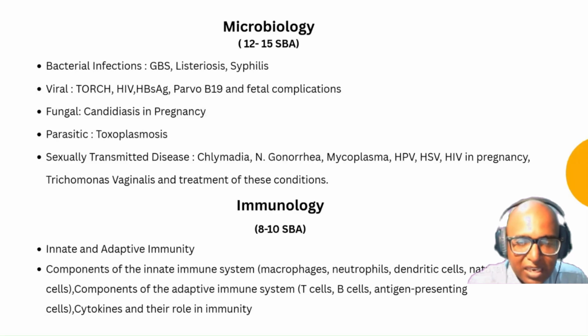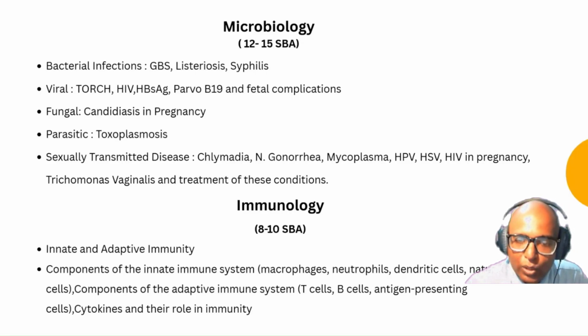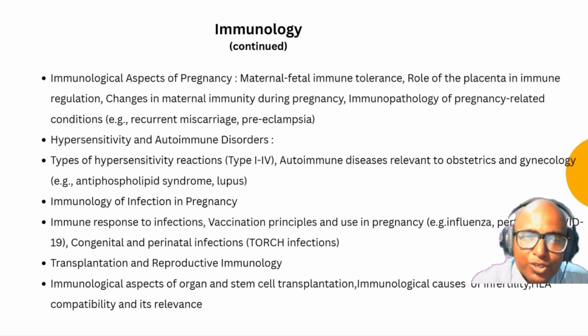From immunology, there are around 8 to 10 questions. The questions are based mainly around innate immunity and adaptive immunity, components of the innate immune system, components of the adaptive immune system, such as T cells, B cells, antigen presenting cells, cytokines, their role in immunity, and other concepts tested from immunology are the immunological aspects of pregnancy. Okay, so maternal-fetal immune tolerance, role of the placenta in immune regulation, changes in maternal immunity during pregnancy, immunopathology of pregnancy-related conditions like recurrent miscarriage, preeclampsia.